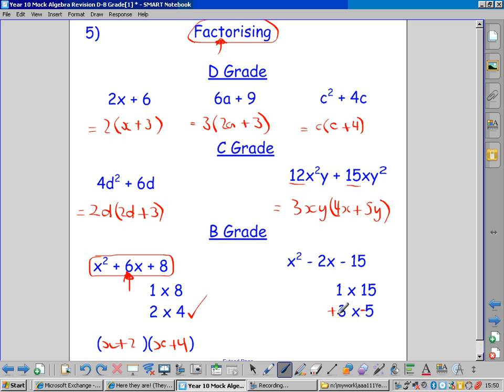And minus 5 plus 3 is minus 2. Which means our answer, we're going to use these two numbers. It's going to be x minus 5 and x plus 3.